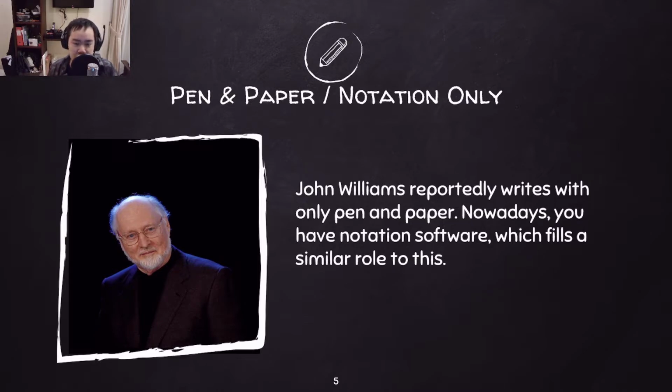Of course, John Williams, the famous film composer, right? He reportedly writes with just pen and paper. He'll literally just sit down at his piano, play something out, and write it on pen and paper. John Williams is a very classically trained composer. He's a very classical style composer.